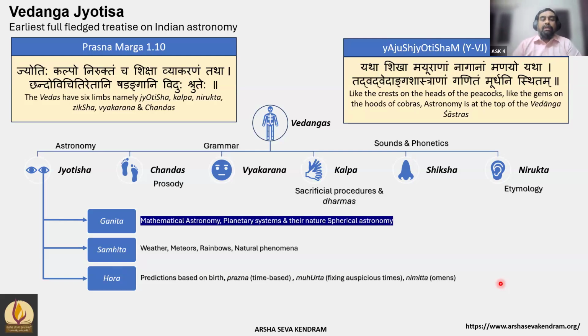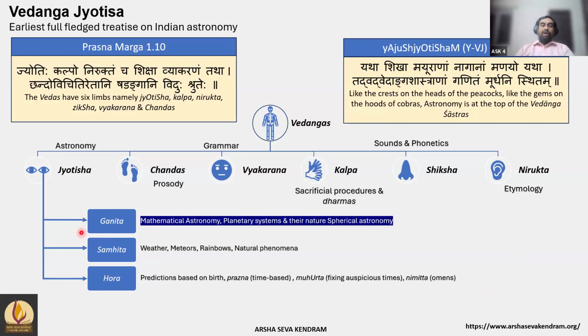So in today's world, Samhita and Hora are what is loosely classified as astrology, whereas Ganita still goes by the name of mathematics and astronomy. However, in those days, the distinction was not there. It was primarily one body of text that was addressing both the concerns of today's astronomy and astrology, right?